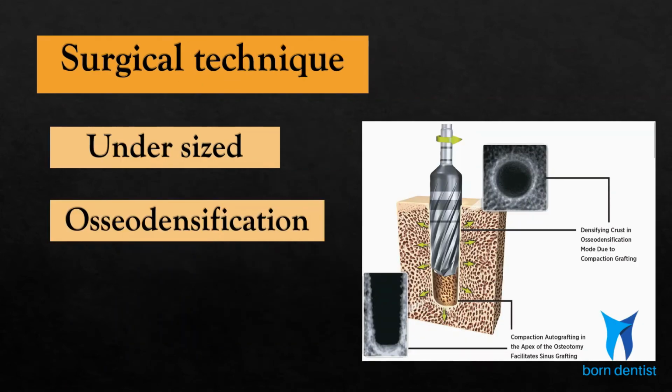Next factor is surgical technique. There are several ways by which we can modify the technique and achieve a suitable primary stability. One way is under-drilling. That is, your osteotomy is smaller in diameter than the implant diameter. You all know this, right? So one other popular method is osteodensification, where a specialized burr called the Densah burr, which is shown in the picture here, is used to expand the bone rather than extracting the bone like other burrs during osteotomy.